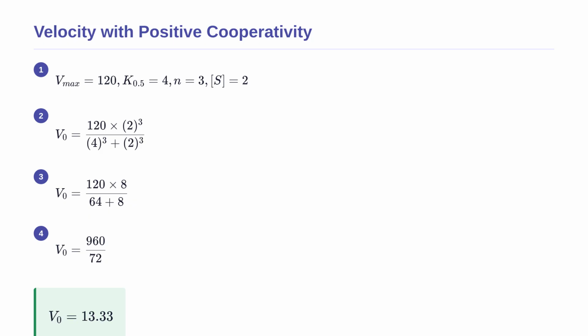Because the Hill coefficient is an exponent, we must raise both the substrate concentration and the K value to the power of 3. 2 cubed is 8, and 4 cubed is 64. Multiplying the numerator gives 960, and adding the denominator gives 72. Dividing these gives a final initial velocity of 13.33 micromoles per minute. Notice that at half the K value, the velocity is far less than half the maximum velocity. This physically means the enzyme is waiting for a stronger signal before fully activating.